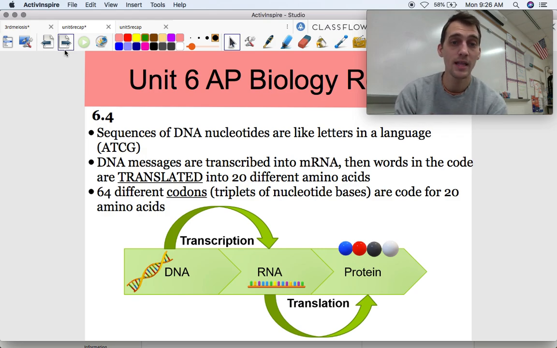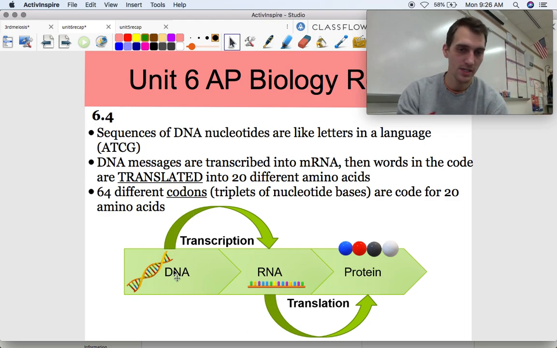DNA messages are transcribed into mRNA, then the words in the code are translated, and that's what this is about, into 20 different amino acids. Yes, there are 20 different amino acids and 64 different what are called codons, groups of 3 bases, right? Each of these words are 3 letters long, code for 20 different amino acids.